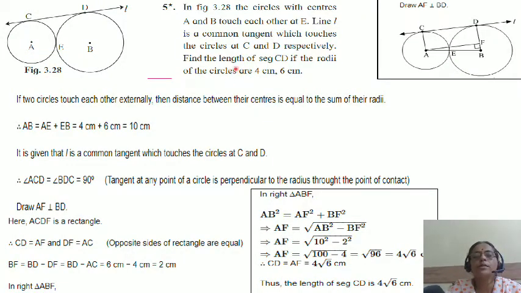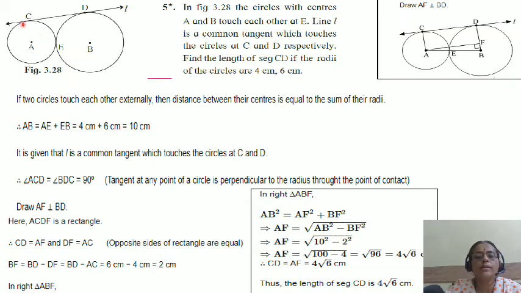Now your fifth question: the circles with centers A and B touch each other at point E. Line L is a common tangent which touches the first circle at point C and the second at point D. Find the length CD if radii of the two circles are 4 and 6 cm respectively. So if two circles touch each other externally, the distance between their centers is equal to the sum of the radii. So AB is AE plus EB. AB is 10 cm, 4 plus 6.